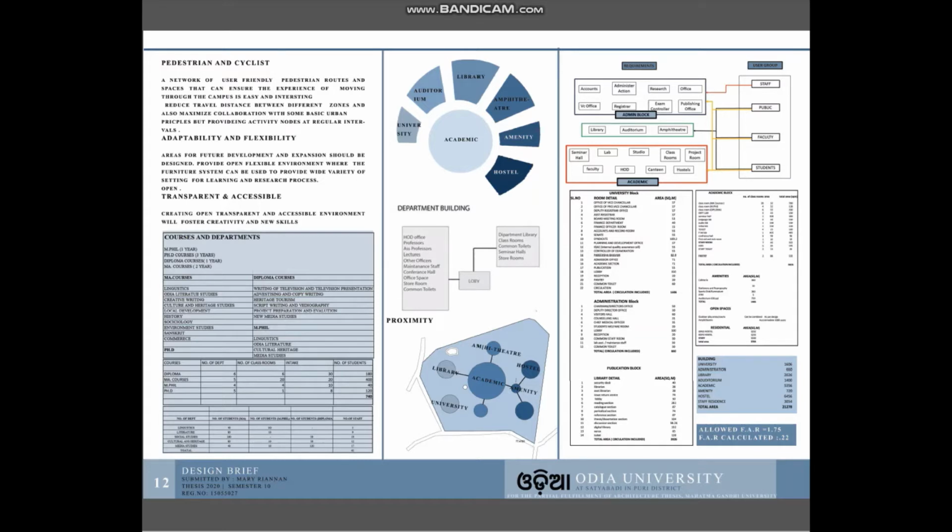The total floor area is 21,278 m square, and the allowed FAR is 1.75, and the FAR calculated is 0.22.